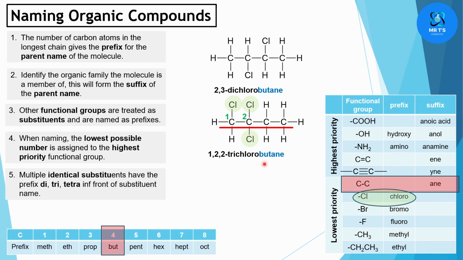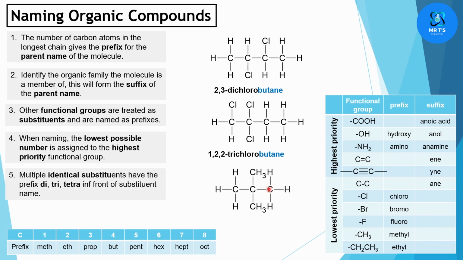We have to, for each different functional group or substituent coming off, they must have a number associated with them. You just can't write 1,2-trichlorobutane. You have to say specifically where each of them are using the numbers. Okay, and this is what we use the tri here. Remember to say that there were 3 of them.